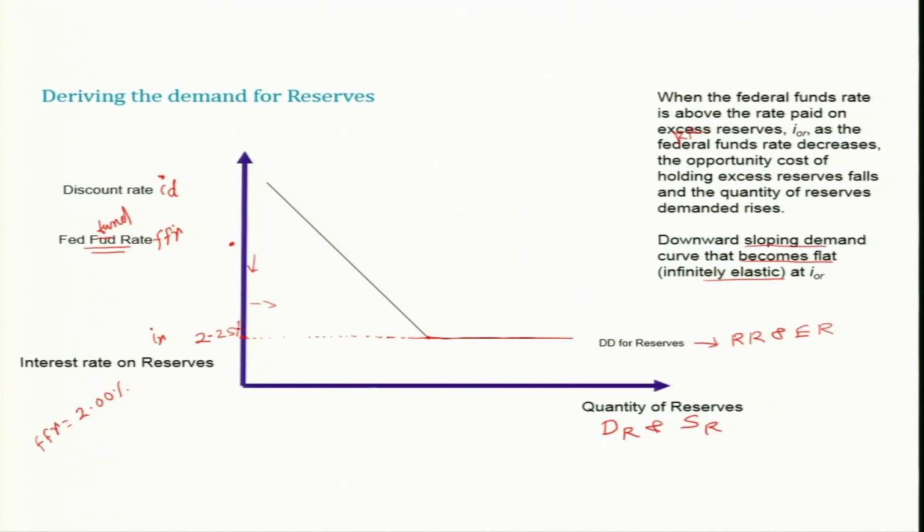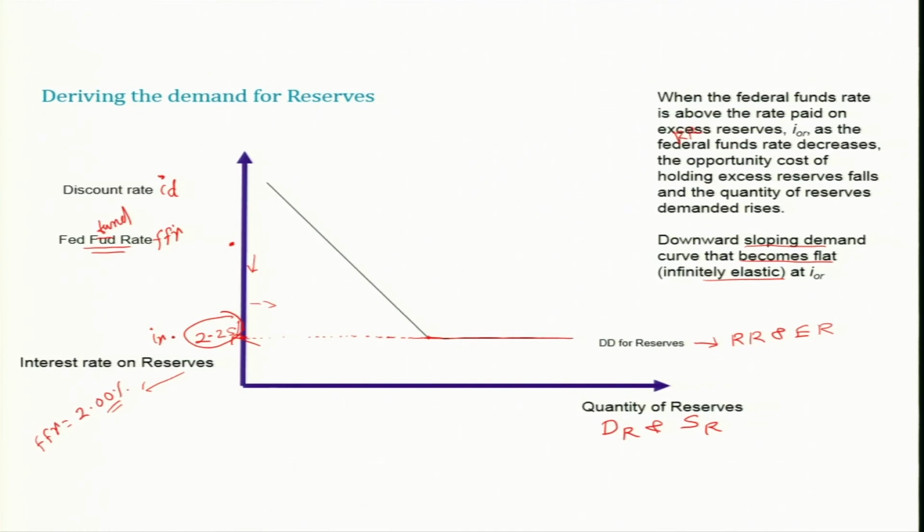All the member banks, particularly those who are lending their reserve in the Fed fund market, won't prefer to lend at the rate of 2%. Instead, they can just keep their money idle. They already have an account with the Federal Reserve System, where they will be getting the interest rate of 2.25%. So there is no point in lending this money in the Fed fund market at 2%.